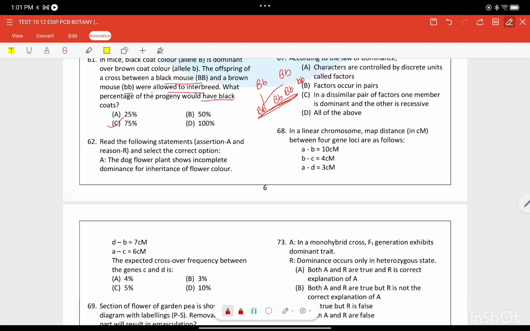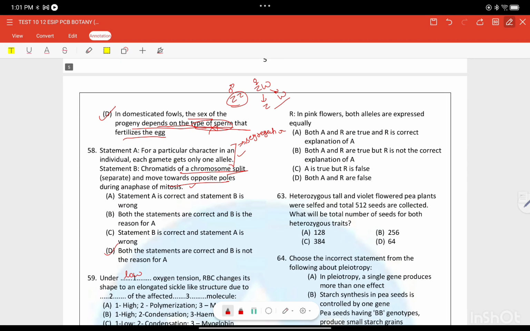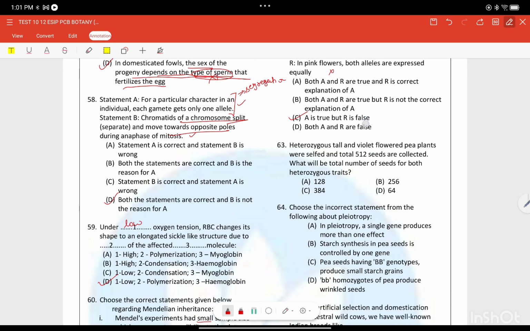Read the following statement and select the correct option. A dog flower plant, that means antirrhinum, shows incomplete dominance for flower color. That statement is correct. In pink flower, both alleles are expressed equally. That is for codominance, not for incomplete dominance. So assertion is true and reason is false.